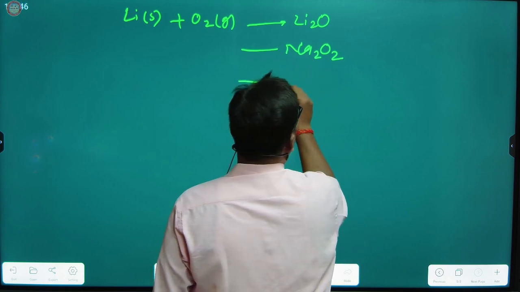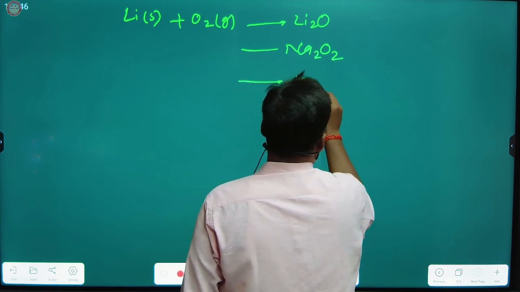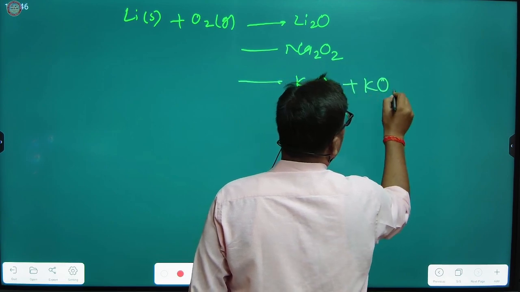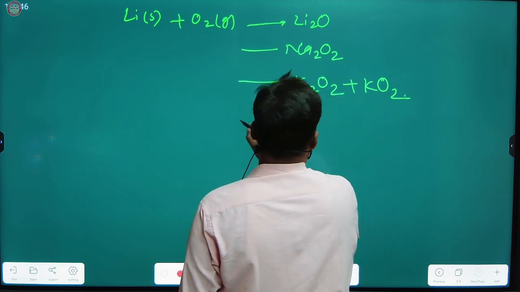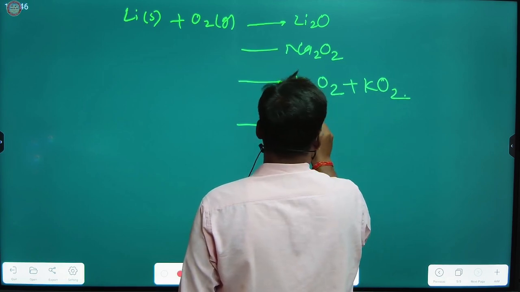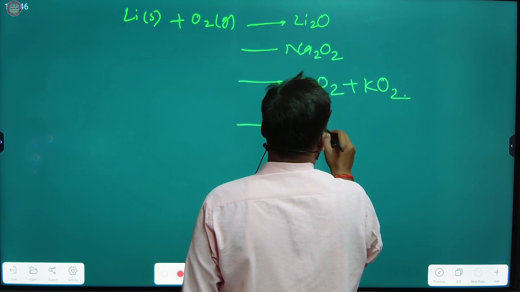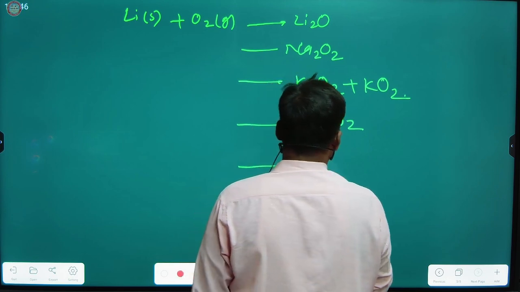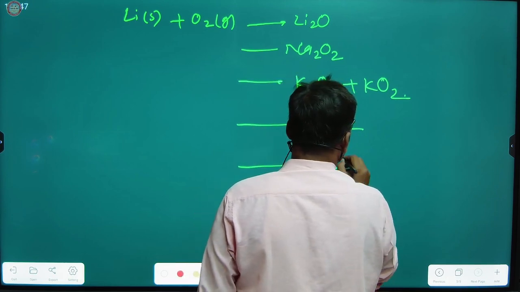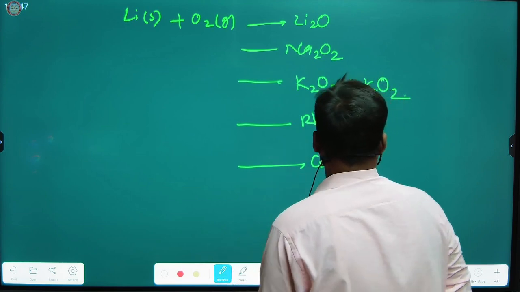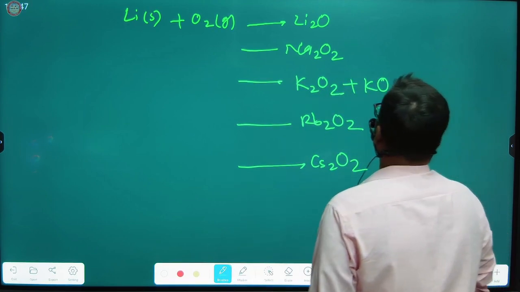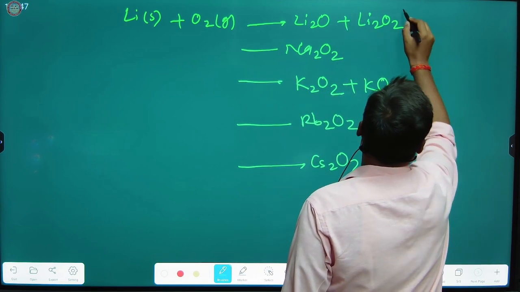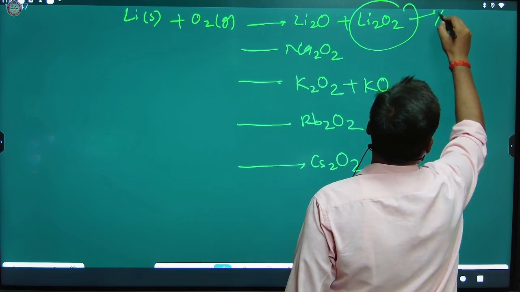And potassium forms K2O2, in spite of KO2 also forming, right? Similarly rubidium forms Rb2O2, and in case of cesium, Cs2O2, right? So Li2O2, this is not found in nature.